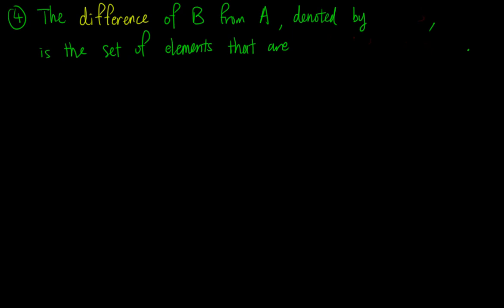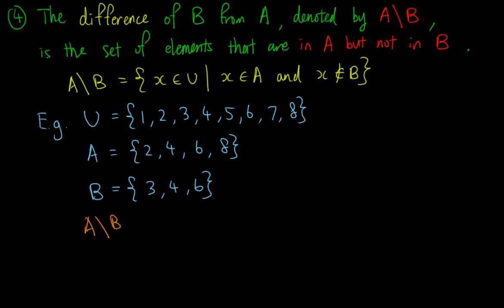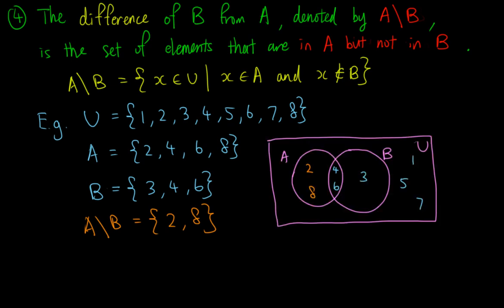The last set operation that I'm going to introduce is the difference between two sets. The difference of B from A, denoted by A\B, is the set of elements that are in A but not in B. Again, using the same example, A minus B is just 2 and 8. The Venn diagram is the region of A taking away the overlapping region of A and B. It is useful to note that A minus B is the same as the intersection between A and the complement of B.